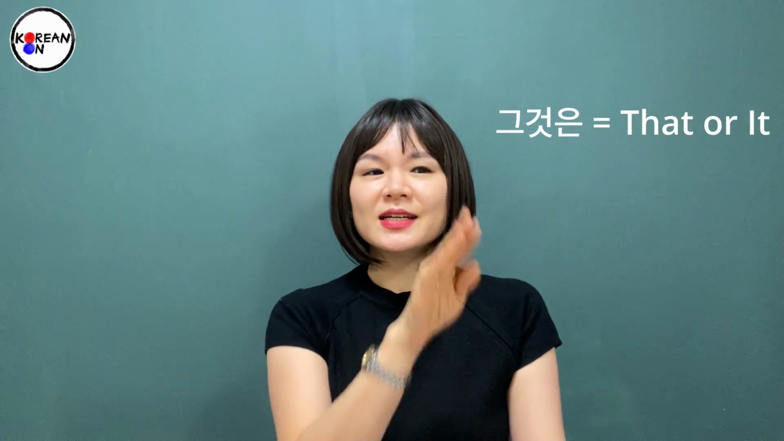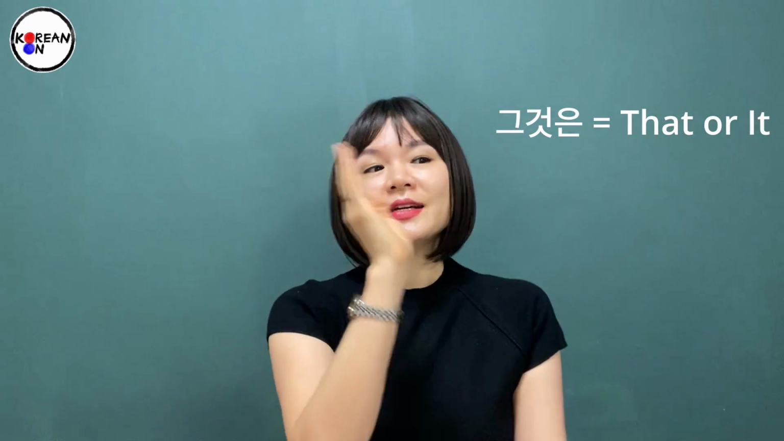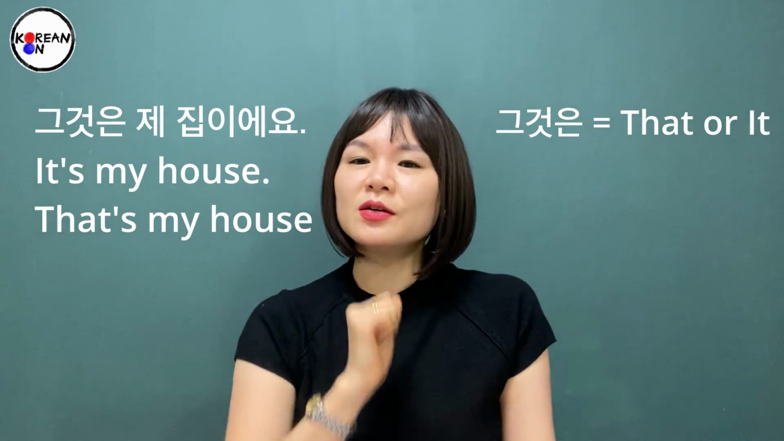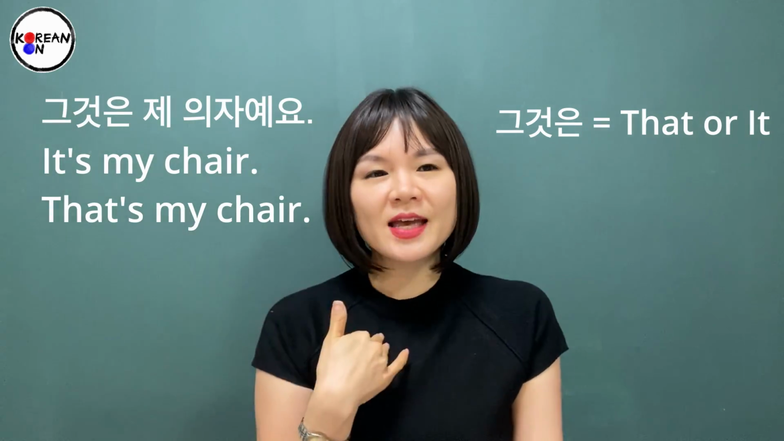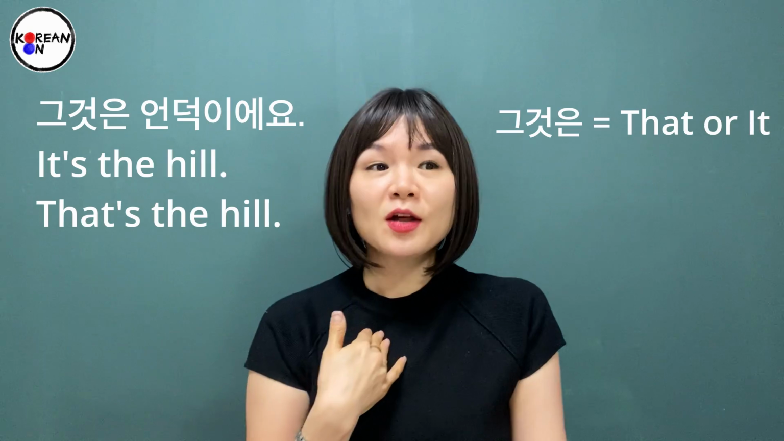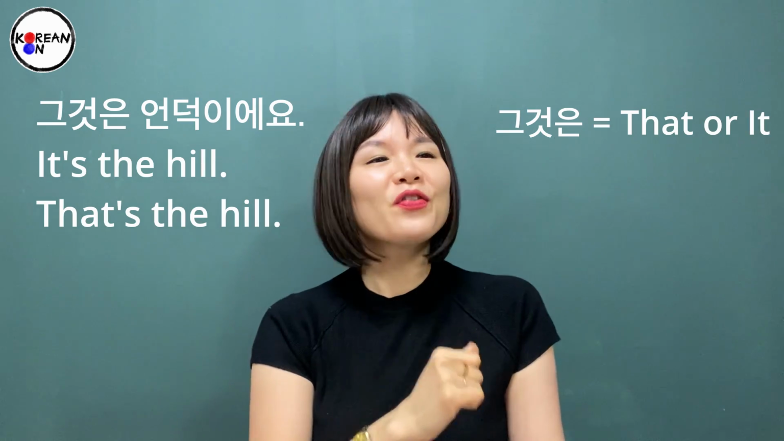How about the 그, you can use 그, which is that and it. It's my house. 그것은, which is close to the listener. And 그것은 that or it. It's my house. 그것은 제 집이에요. That's my chair. 그것은 제 의자예요. Or that's the hill. 그게 내가 말한 언덕이에요. That's the hill. 그것은 언덕이에요.